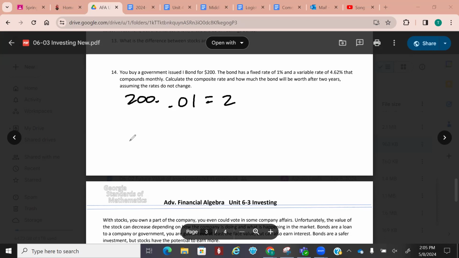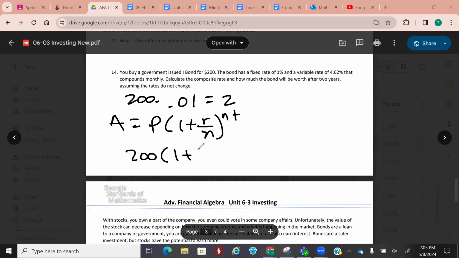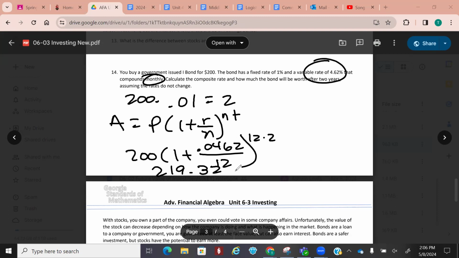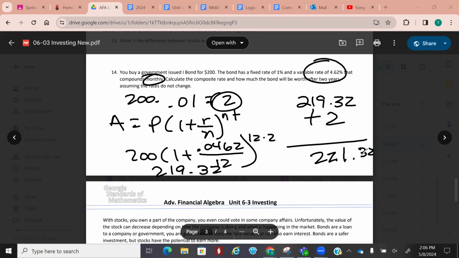Then we're going to find the total amount using the compound interest formula. This is going to be 200 times 1 plus the rate, which was 0.0462, divided by 12, because it said monthly, and 12 for 2 years. Now that's $219.32. Now, the bond after 2 years is worth 219.32 plus the $2 for the fixed rate. And so that's a whopping 221.32.